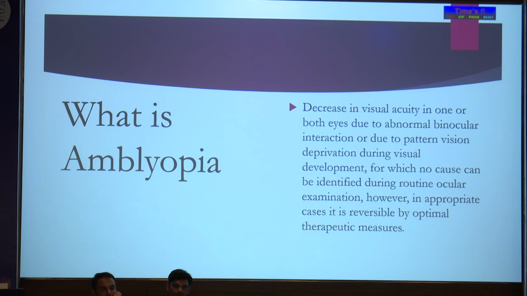So what is amblyopia? As we all know, it's a decrease in visual acuity in one or both eyes due to abnormal binocular interaction or pattern vision deprivation during visual development, or for which no cause can be identified during routine ocular examination. However, if treated in appropriate time, it can give optimal results.